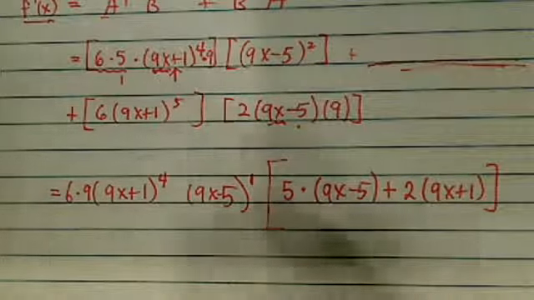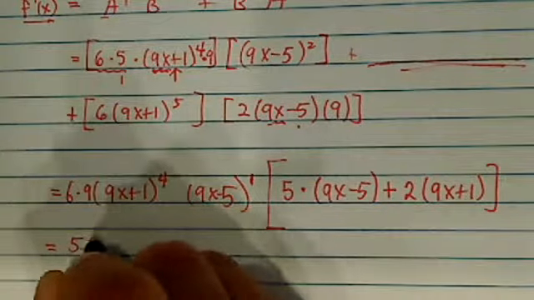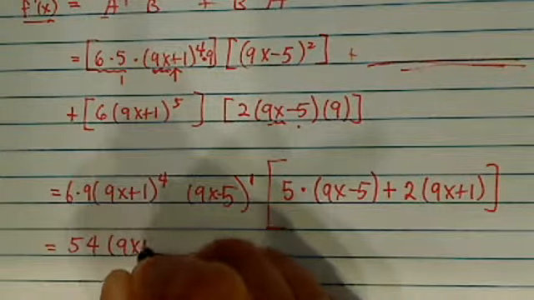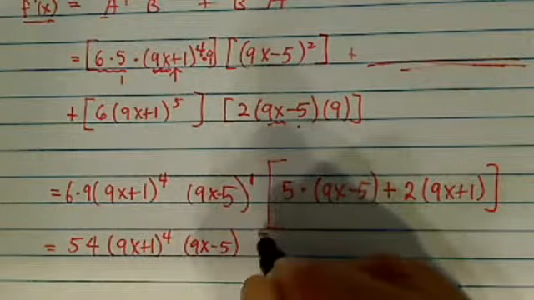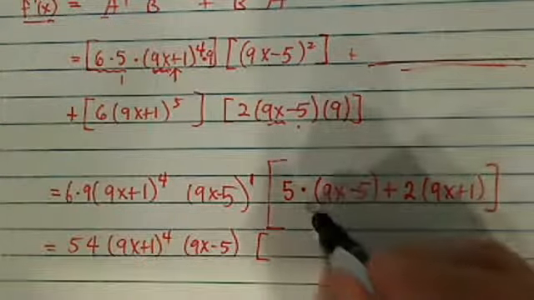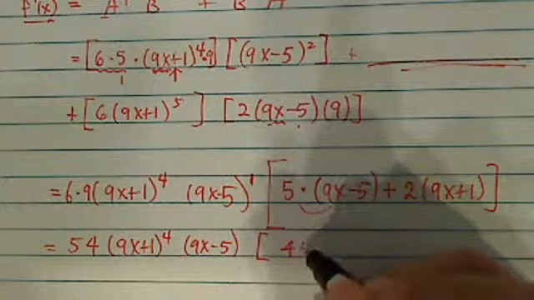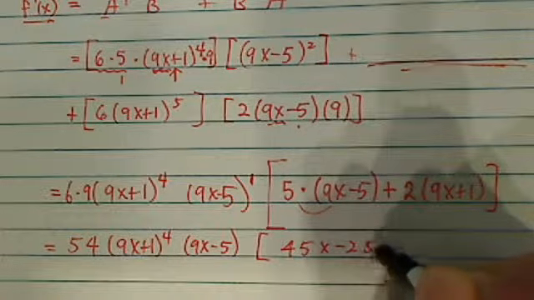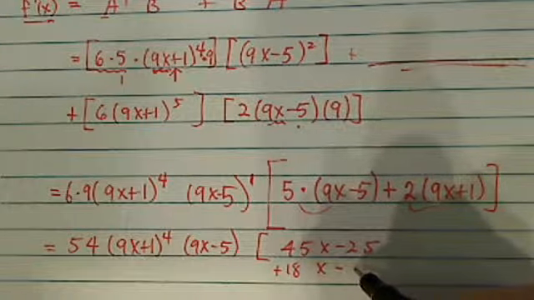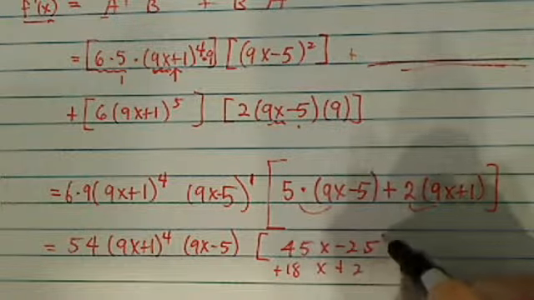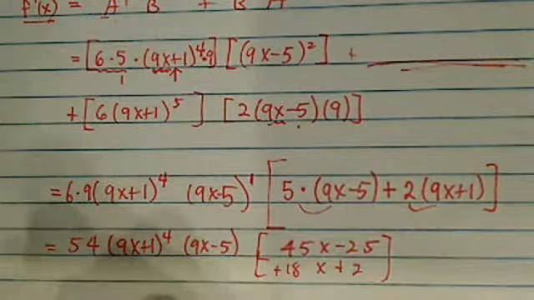Okay, so far so good. And then we have a 54 over here, 9x plus 1 to the 4th, 9x minus 5. Okay, and then here, all I have to do is multiply them out. 45x minus 25. Okay, I'm going to add, this is 18x, and I have a plus 2. Okay, so I'm going to combine this, then I'll be done.